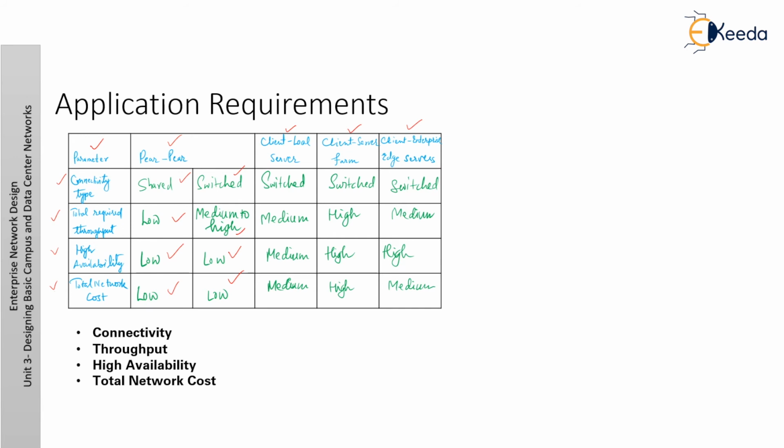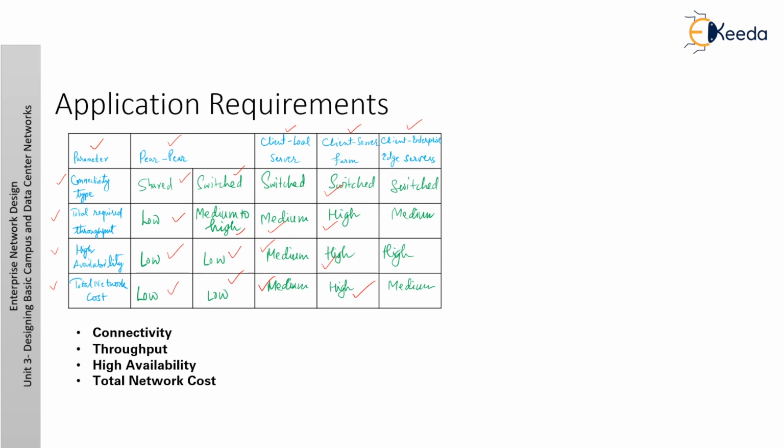Now come to client local server and other higher end technologies use the connectivity type as switched. Total required throughput is medium and high availability is also medium because client local server is there. Like multiple local servers are located, and therefore the cost of this implementation is also medium. Client server farm, it uses switch technology for connectivity and total required throughput is high and availability is also high and total network cost therefore increases. Okay, so this is also very high.